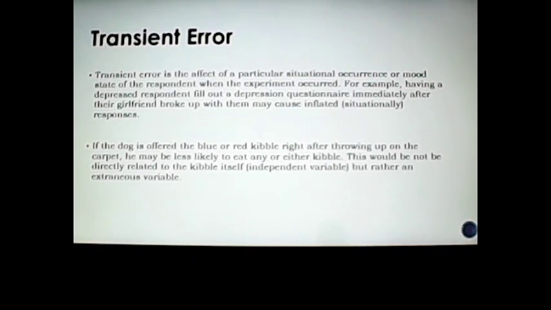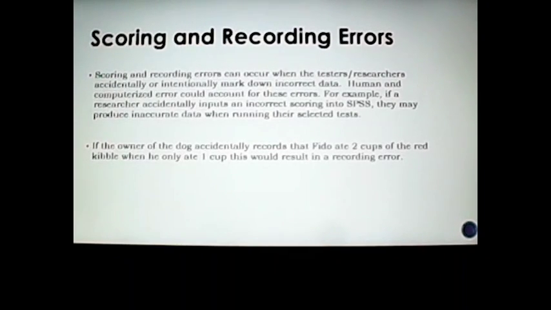Another type of error that can occur is scoring and recording errors. This type of error can be when a tester or researcher accidentally or intentionally marks down incorrect data. Something could be like when you're using SPSS, if you accidentally put in the wrong data set that you were using, you'd come out with incorrect results, right? So inaccurate data. Back to our example, if the owner of a dog accidentally records that Fido ate 2 cups of the red kibble when he actually only ate 1, this would result in a recording error.